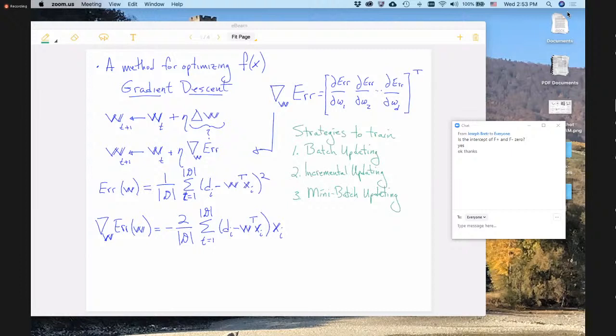The other thing that's interesting about this, if you take 2 and 3 together, especially if for the incremental approach you are selecting the example at random, we get what is commonly known as stochastic gradient descent. Virtually all modern implementations of neural net training methods employ some form of stochastic gradient descent. Are there any questions?